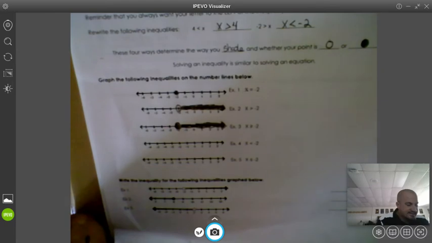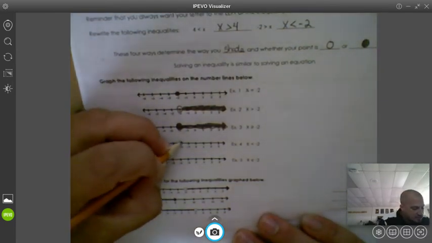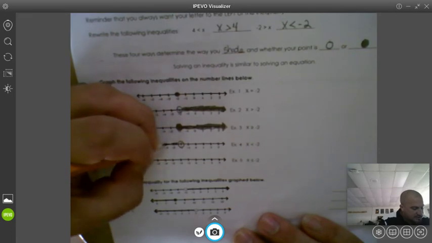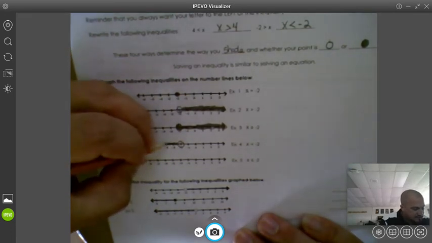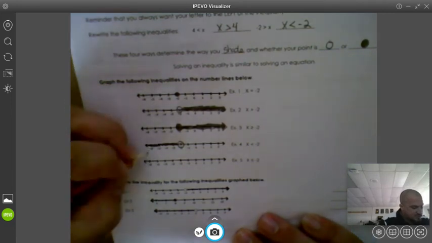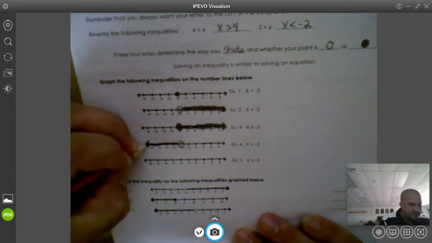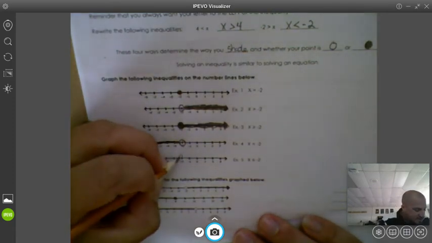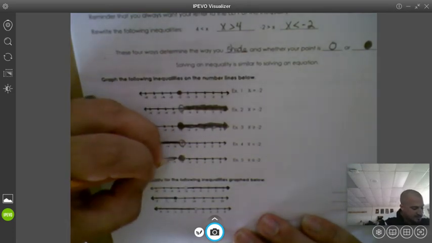x is less than negative 2. We put an open circle at negative 2 and we shade to the left because it's less than negative 2. Remember, less than means to the left on the number line. And then lastly, x is less than or equal to negative 2. That'd be a closed circle at negative 2 and again shaded to the left.